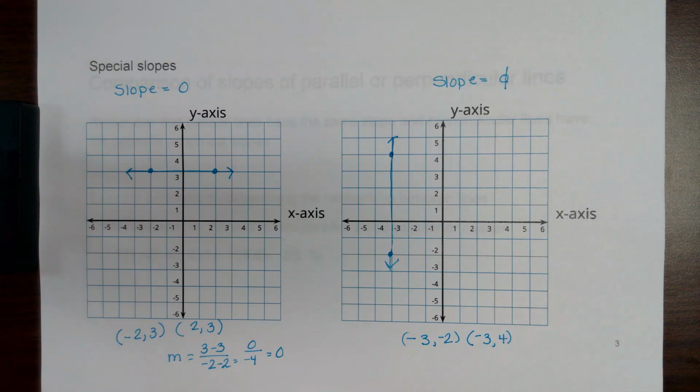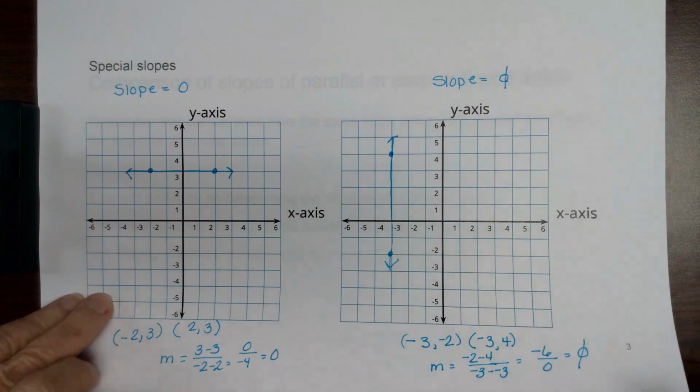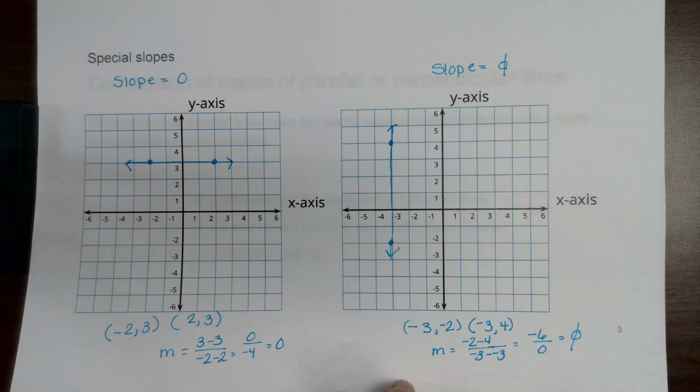So if I use those 2 points to find the slope, then I've got negative 2 minus 4 over negative 3 minus a negative 3. That's going to give me a negative 6 over 0. And you know you cannot have 0 on the bottom of a fraction. So this right here, negative 6 divided by 0, absolutely cannot be done. So it has a slope of undefined or empty set.